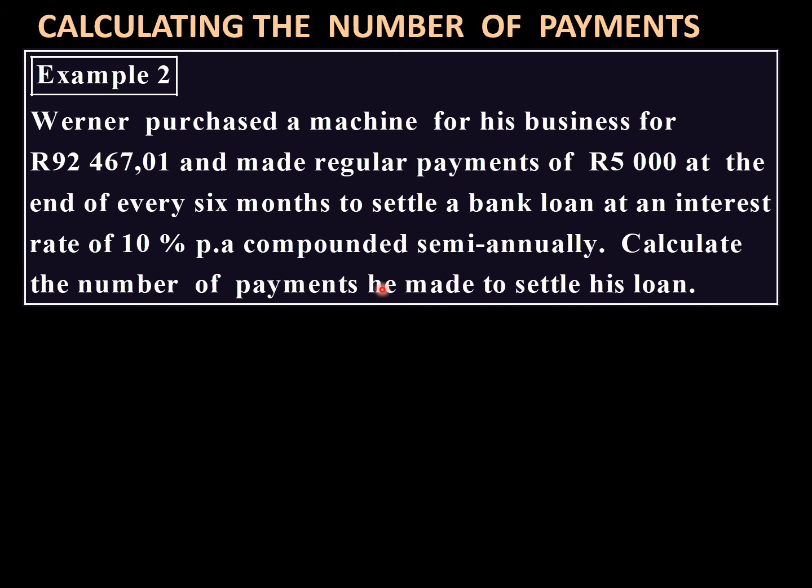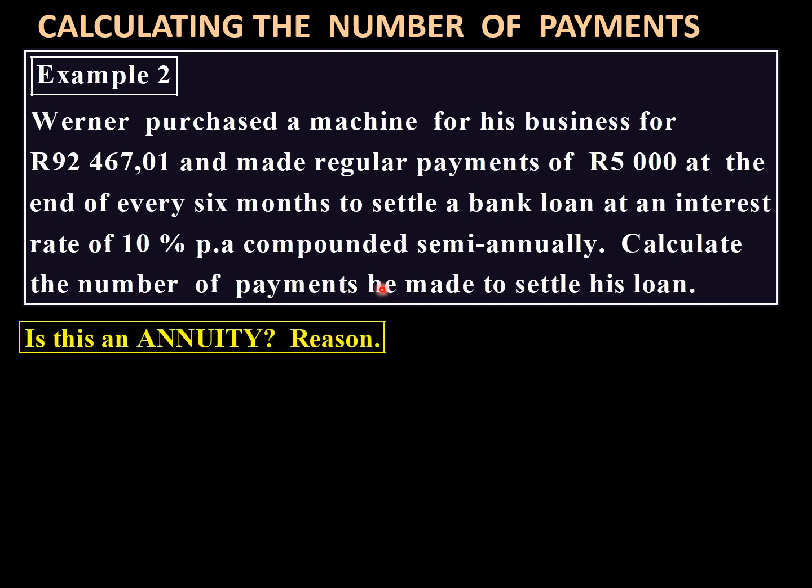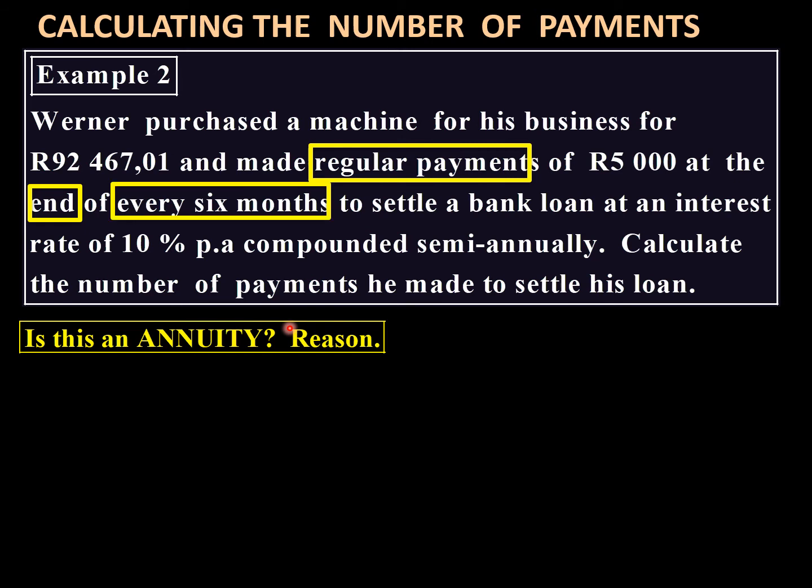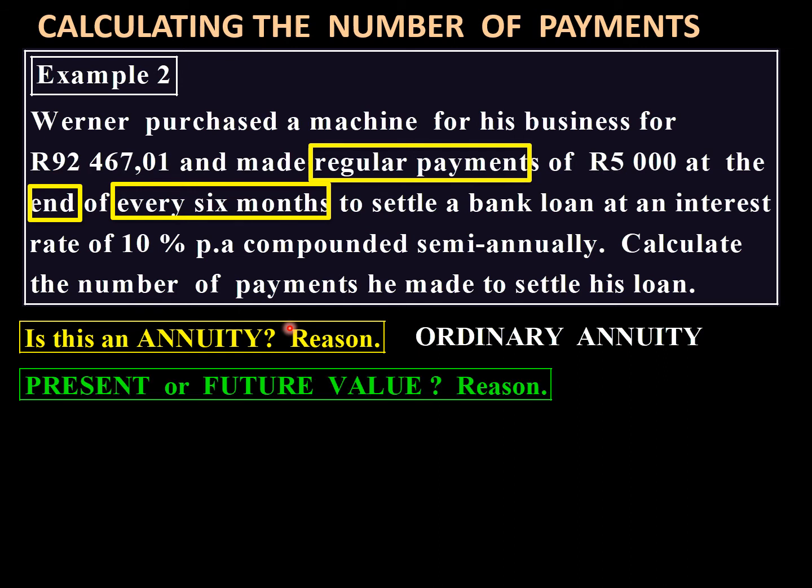Now let's read the question. There should always be keywords that indicate to you whether this is an annuity. Do you see the keywords there? Regular payments, right? And he's making them at the end of every 6 months, so that's definitely an annuity. Because it's the end, it's an ordinary annuity. Now, is this a future value or a present value? Let's see what's the keyword there. There's a bank loan, right? And that loan, you take the loan now, so it's a present value.